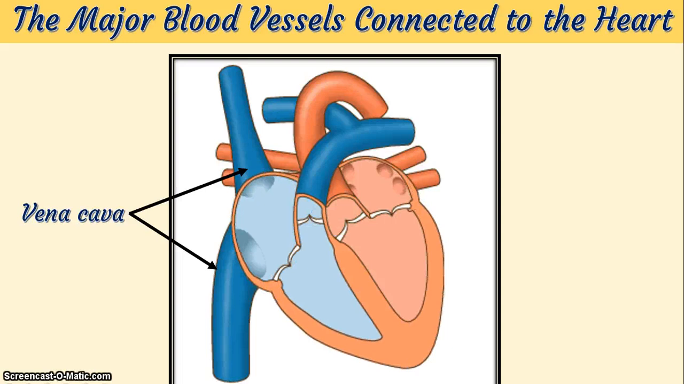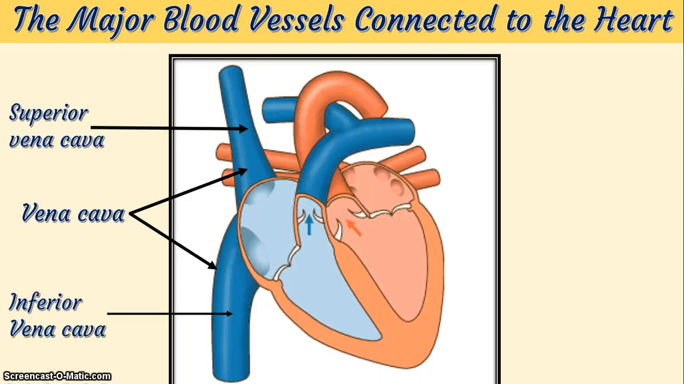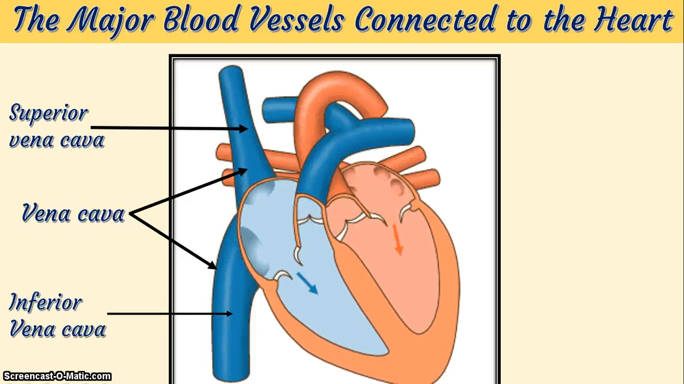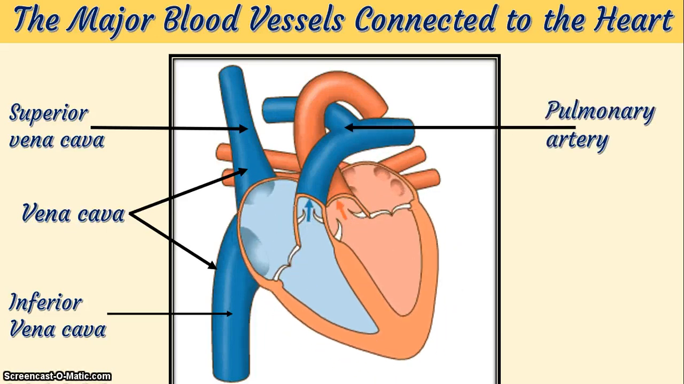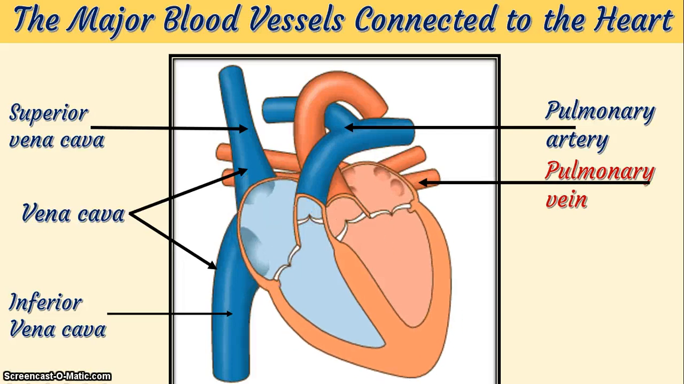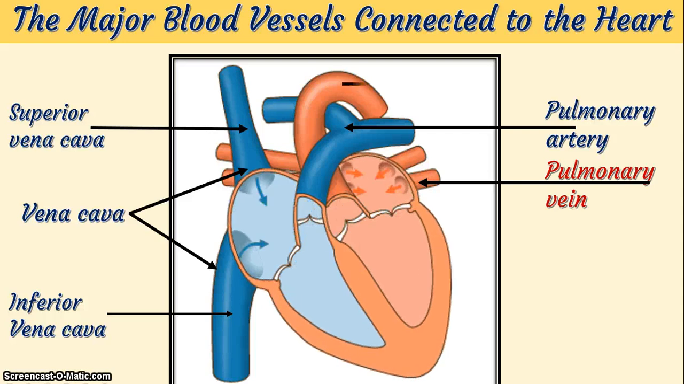The vena cava is divided into the superior vena cava and the inferior vena cava, which is the lower part. The superior is the upper part, the inferior is the lower part. This deoxygenated blood leaves the heart through the pulmonary artery. Oxygenated blood enters the heart through the pulmonary vein. And then finally oxygenated blood leaves the heart through the aorta.